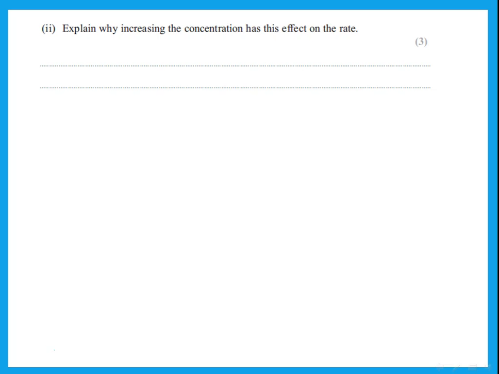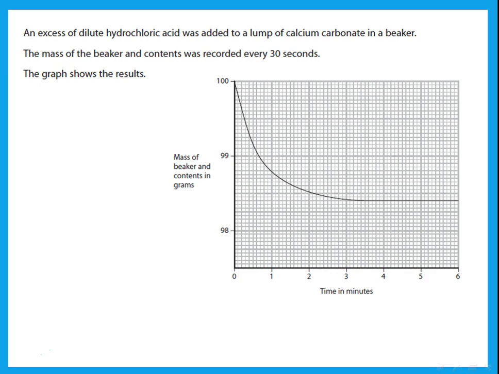Okay, explain why increasing the concentration has this effect. So as I increase the concentration, the rate increased. Remember why? Because as concentration increases, I have more particles, so more frequent collisions. Collisions alone is 1 mark. So more frequent collisions or more probability of having collisions since you have more particles moving around in the solution.